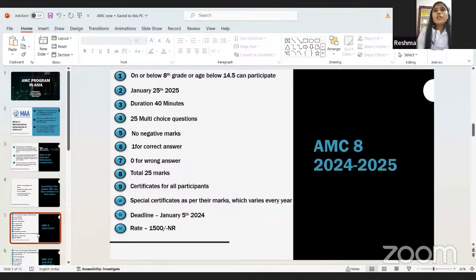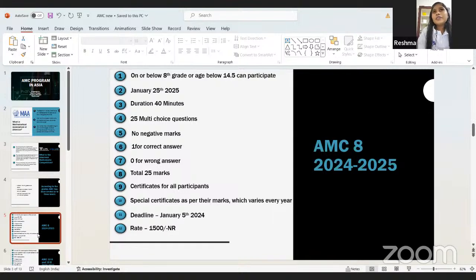And then to all the participants, whether you get good or bad marks, we will not consider that. So to all the participants, we will be giving a participation certificate and also a special certificate according to your marks. If you are getting good marks, then you will be getting honor roll certificate, distinction certificates, and other certificates. And for the AMC 8, we have an achievement certificate also, but it is not provided to all the students.